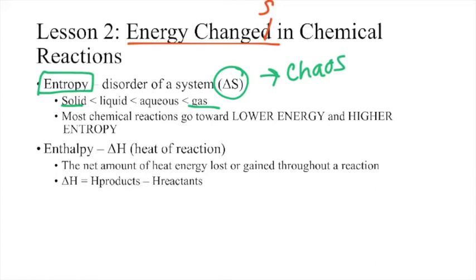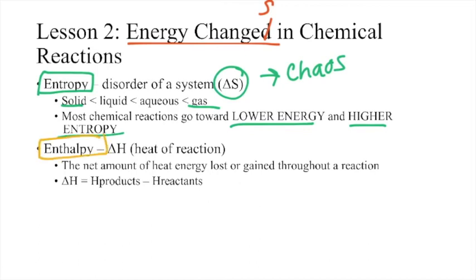And most of our chemical reactions go toward lower energy and higher entropy, right? So we want that chaos, we want that disorder in a system, but we want it at low energy, so we're not wasting a lot of energy. So that's entropy.